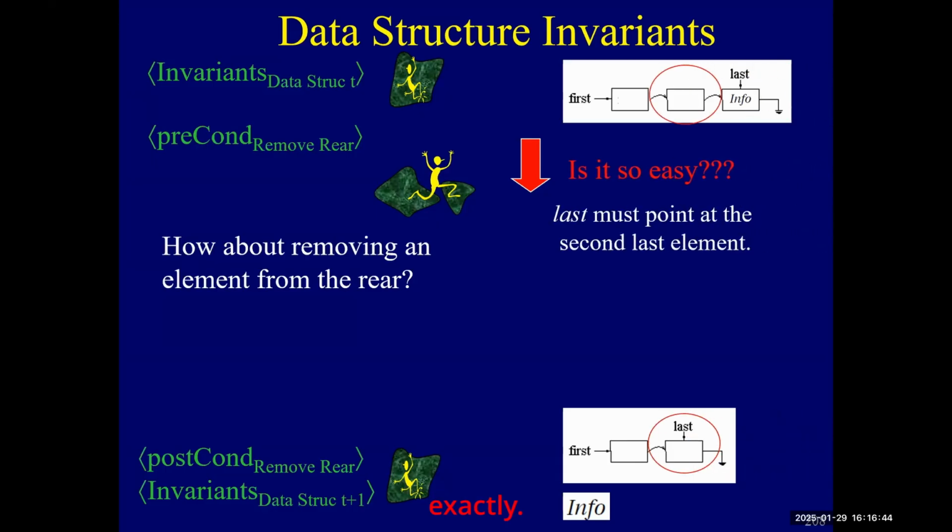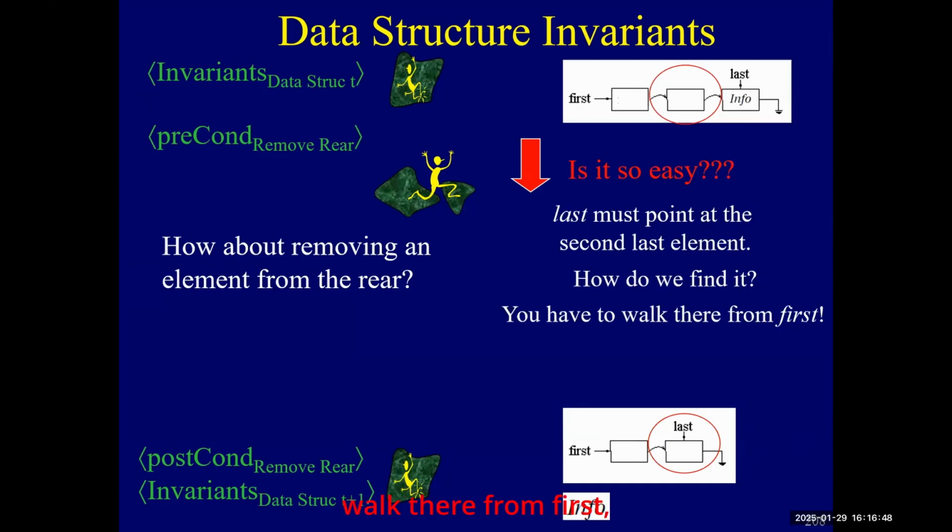Exactly. It's not so easy because you have to walk there from the first node. All right? So the other operations took a constant amount of time independent of how long your queue is, right? But this one's going to take order n time to get there.